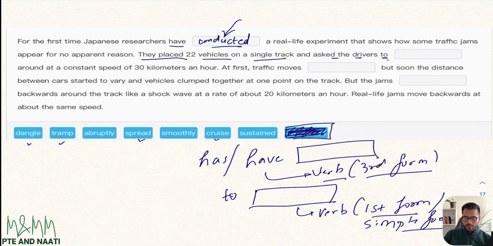They placed 22 vehicles on a single track and asked the drivers to dash around at a constant speed of 30 kilometers an hour. So they asked the drivers to do something at a constant speed of 30 kilometers an hour. Now, there's a specific term for that.